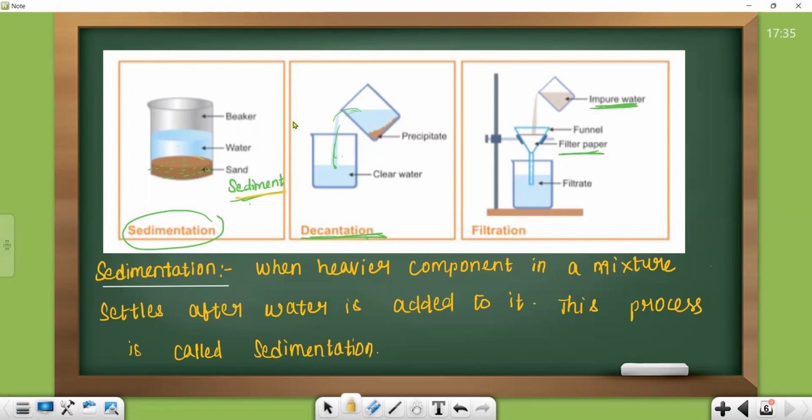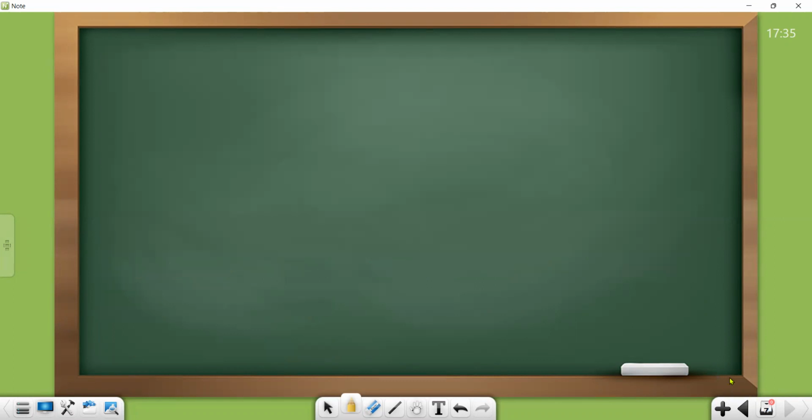Okay, ma'am. Ma'am, sedimentary rocks are different, right? Yes, those are different. Okay, ma'am.